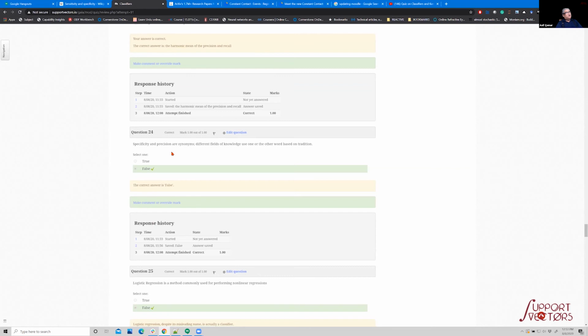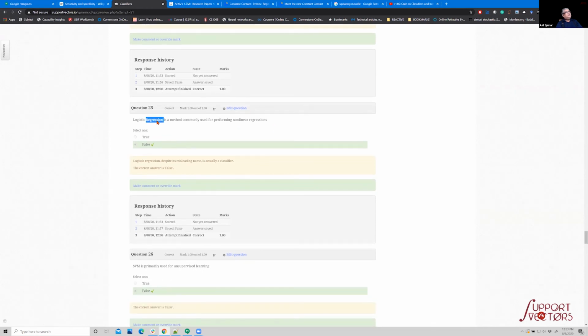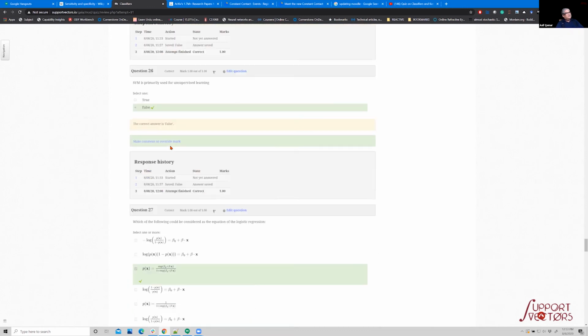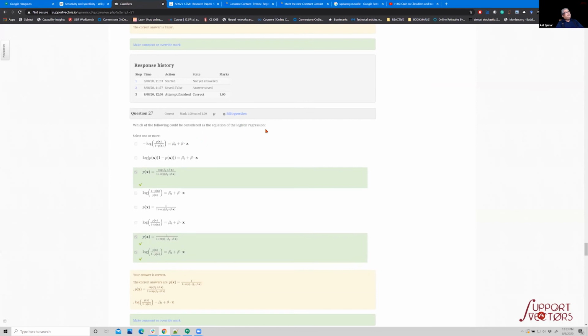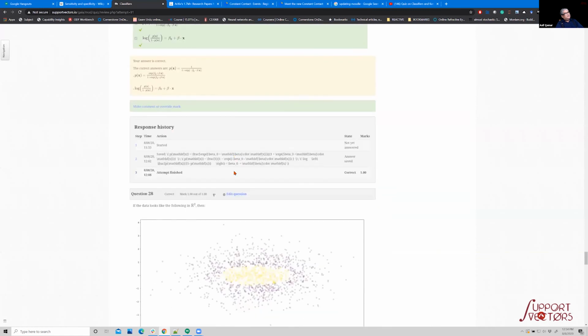Specificity and precision are not synonyms. Logistic regression is a method commonly used to perform nonlinear regressions now. The word regression often trips people. It's a classifier, of course, we know that. Moving onwards, which of the following could be considered an equation for logistic regression? Here, I think most of you got this right. I taught you these two forms, and if you just multiply the numerator and the denominator with e to the exponential, you'll realize that this is the same as this. So it was nice, Shankar, you got this right.